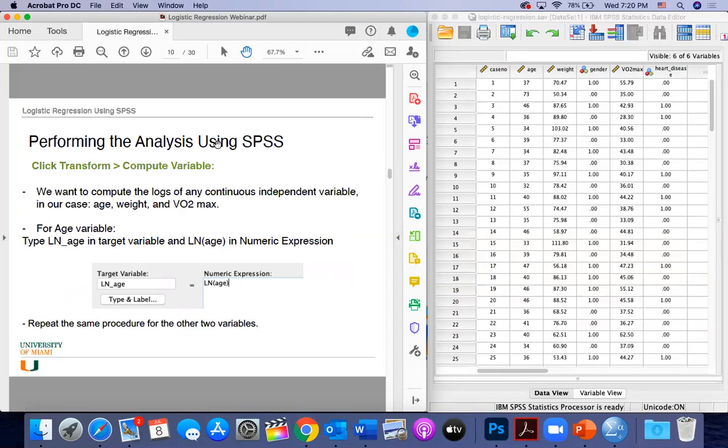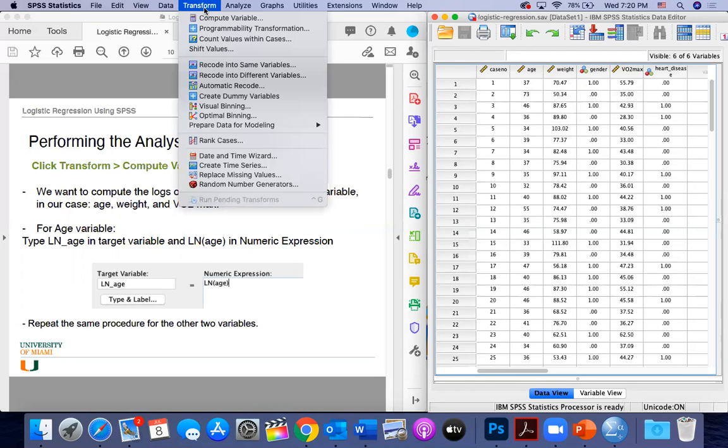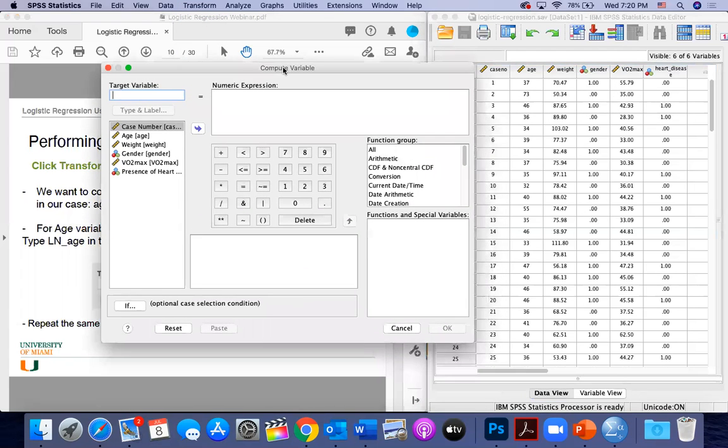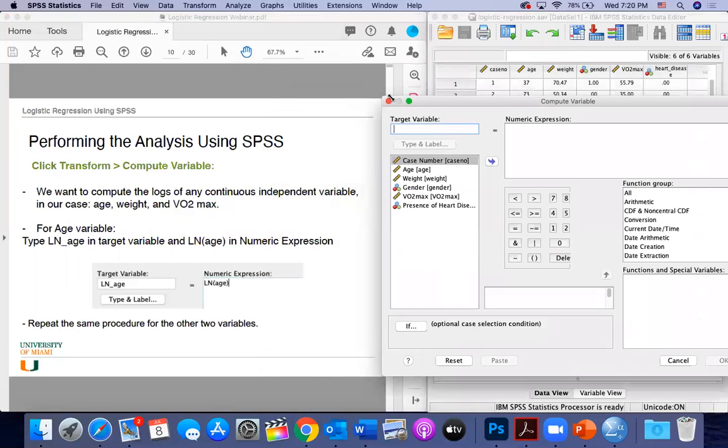So how can we do that? First, we should compute a new variable that is the log of any continuous independent variable in our analysis. So we want to do it 3 times, one for age, one for weight, and the last one for the VO2 max. So you want to click on transform, then compute variable, and this window will pop up. Minimize it.